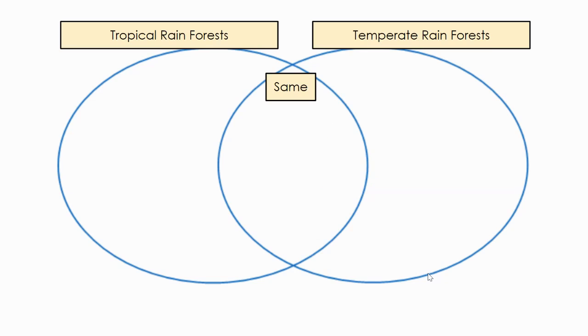It's important to put the title tropical rainforests and temperate rainforests, and make sure the overlapping section is titled same, because that is where we will put information that is the same for both of them. Once again, now you may press pause if you need to, and press play when you're ready to continue.